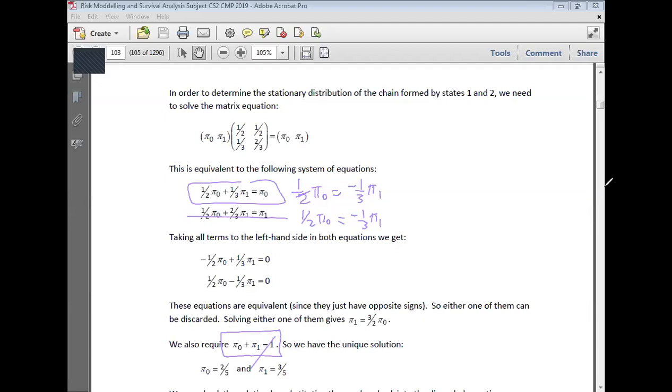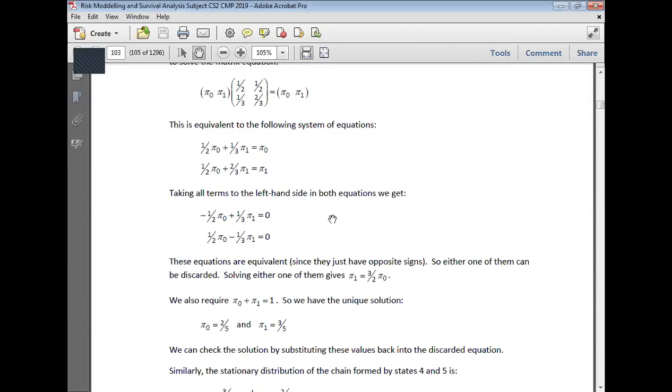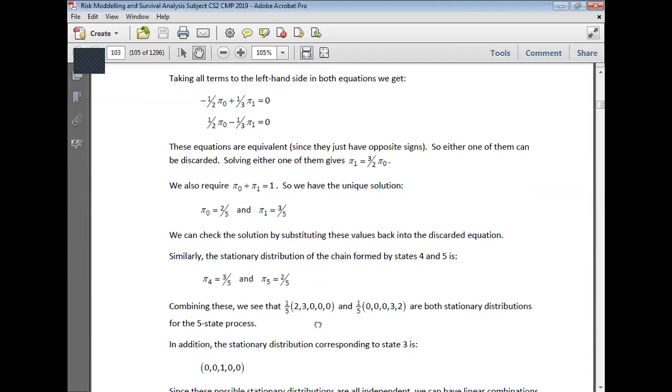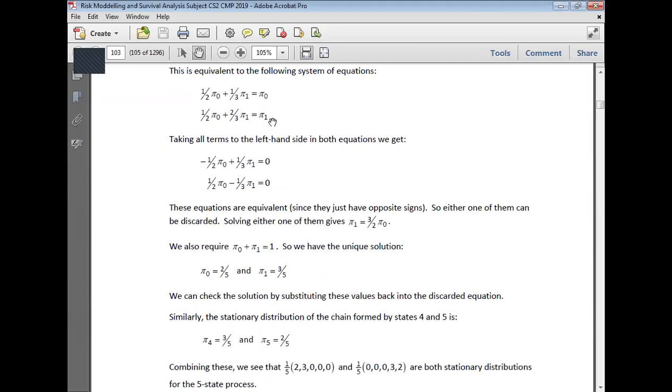Can you guys tell me what's going to happen with the third one? What will be the stationary distribution for state 3? For states 4 and 5, you are going to do the same analysis you did for 0 and 1. But can we guess what's going to happen in state 3?